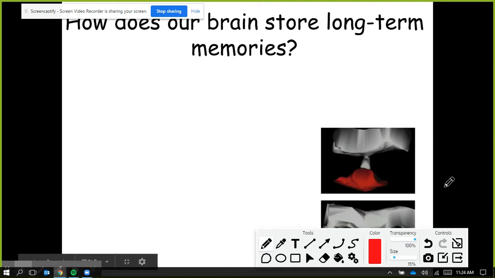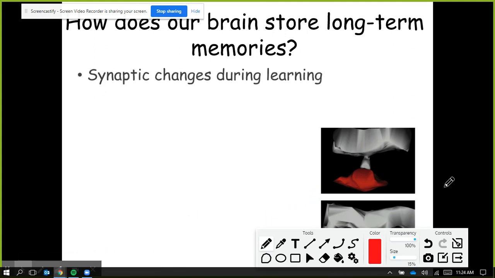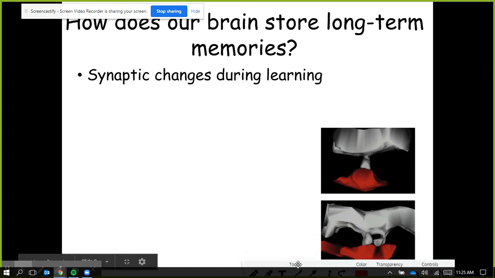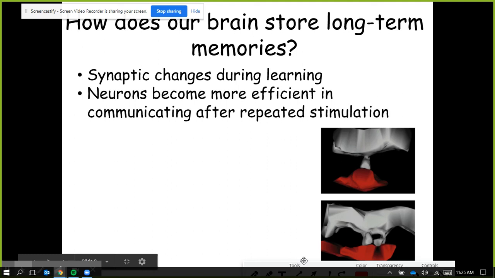How does our brain store long-term memories? Well, we've talked about this before, but learning causes permanent changes to our synapses, right? And learning obviously causes memories. Learning leads to permanent changes in our synapses. As we learn something, the neurons that are involved in it become more and more efficient in communicating with each other.